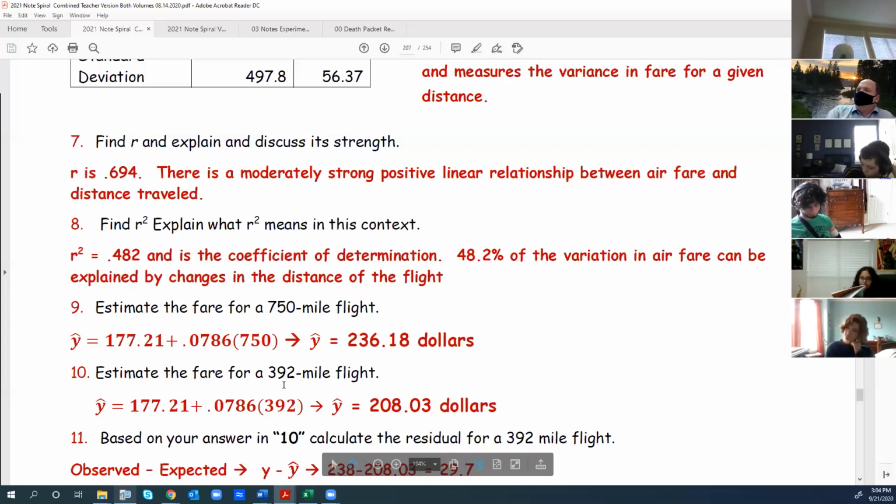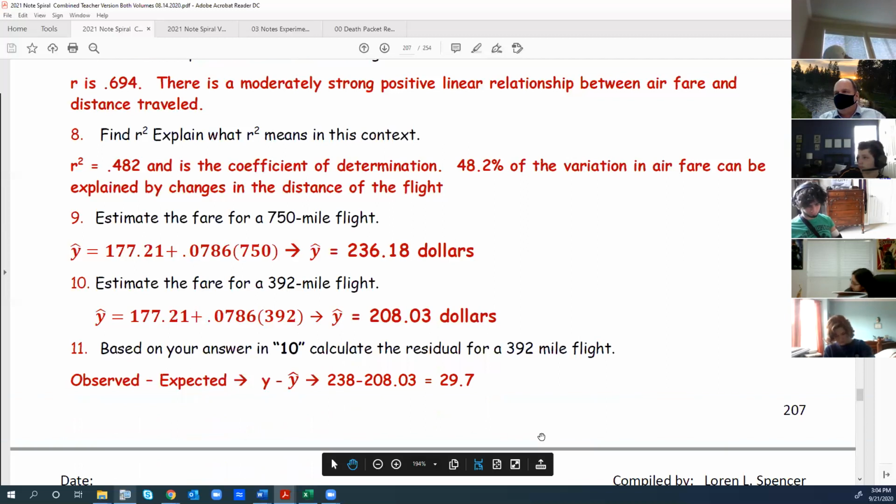So on number 10, we're traveling 392 miles and they want to estimate the fare. So I put in x and I find out, hey, we expected it to cost $208.03. Once again, this is an expected value, it's not what we actually paid. I don't know what we actually paid, but I would anticipate paying $208 to travel that far. And then number 11 gives us a hint as to what's going on. Based on your answer in number 10, calculate the residual for a 392-mile flight.